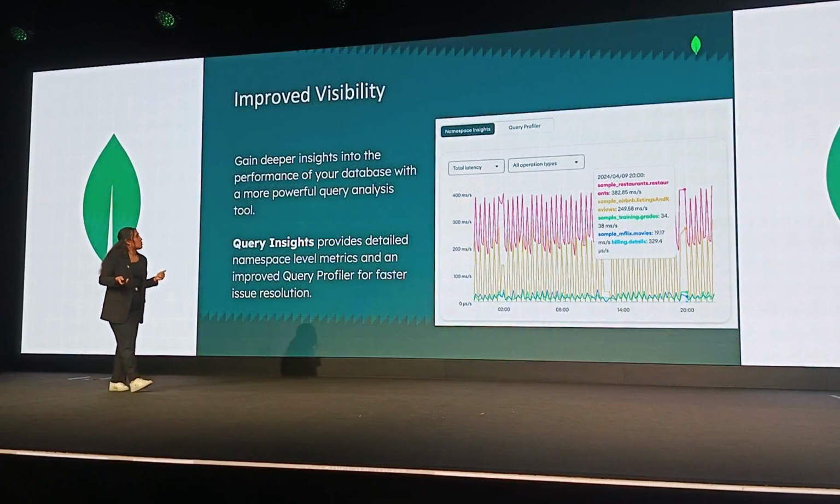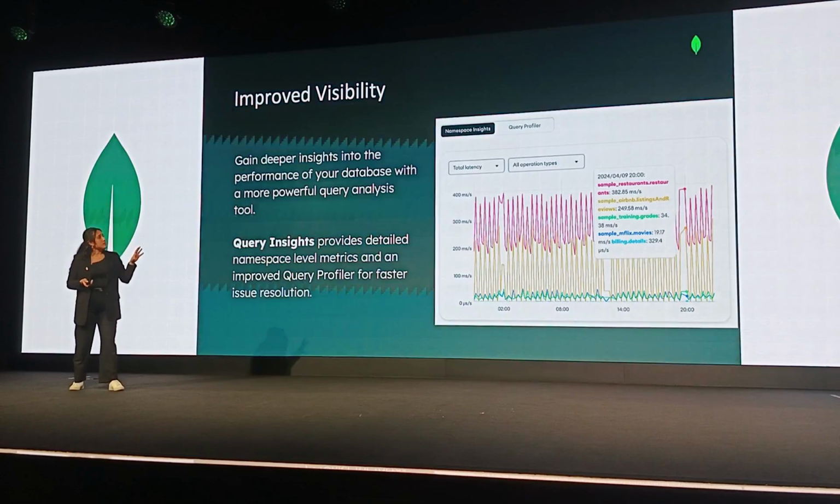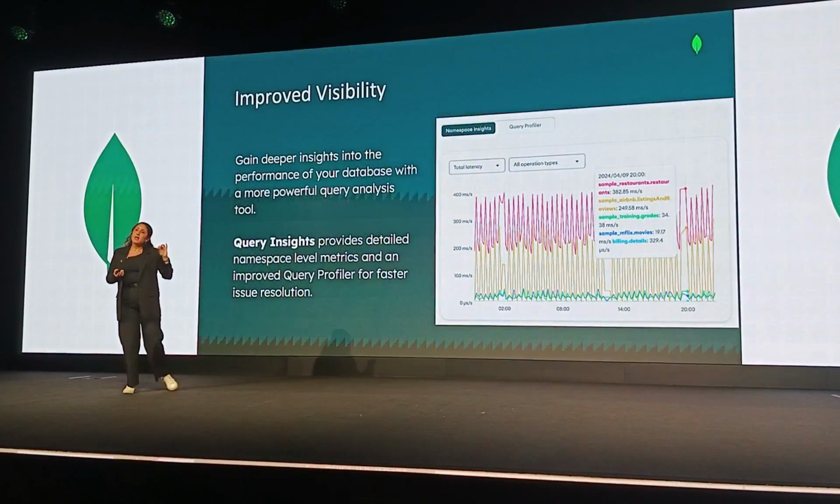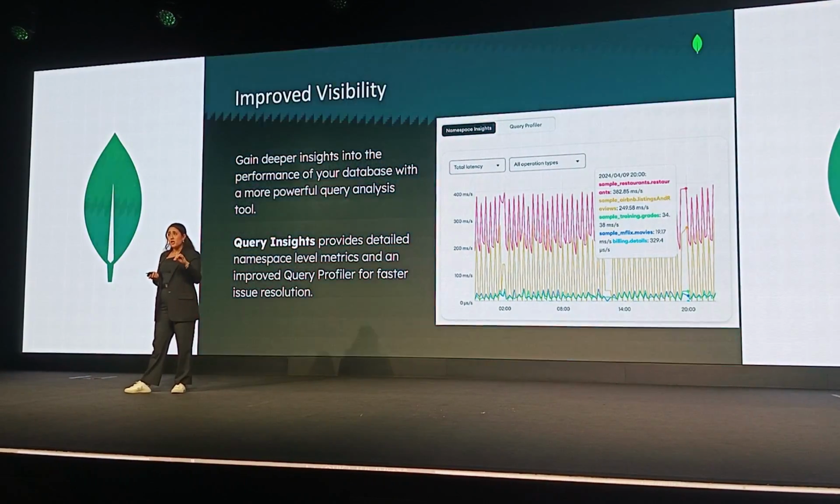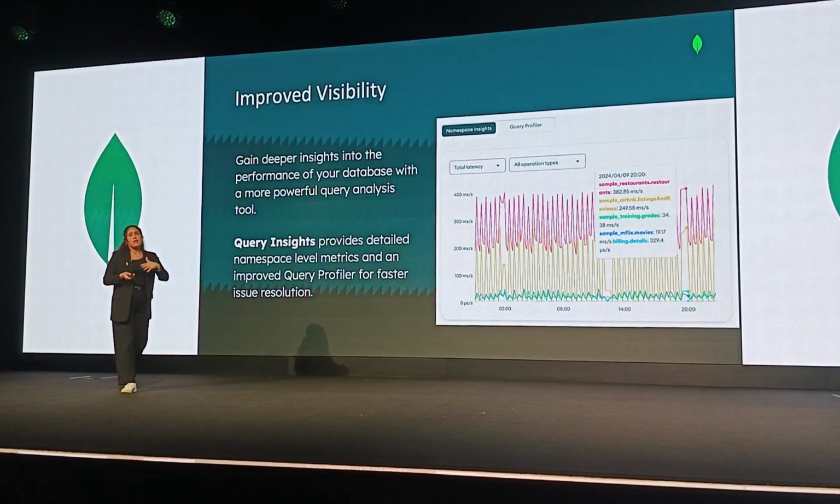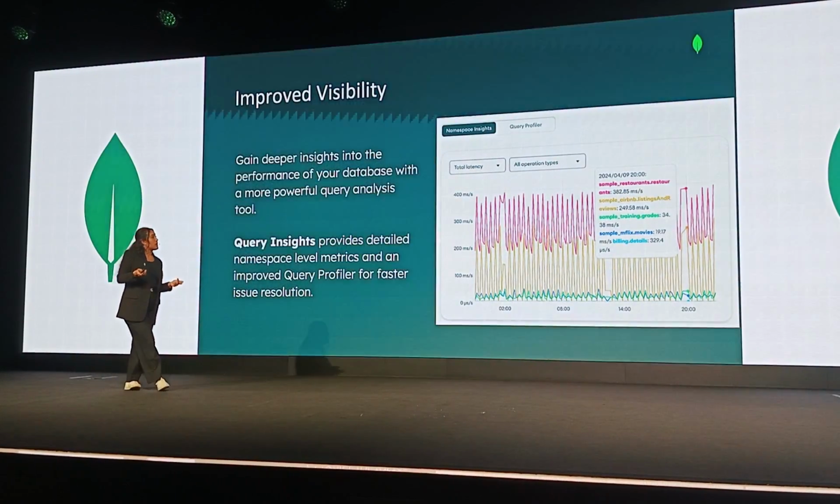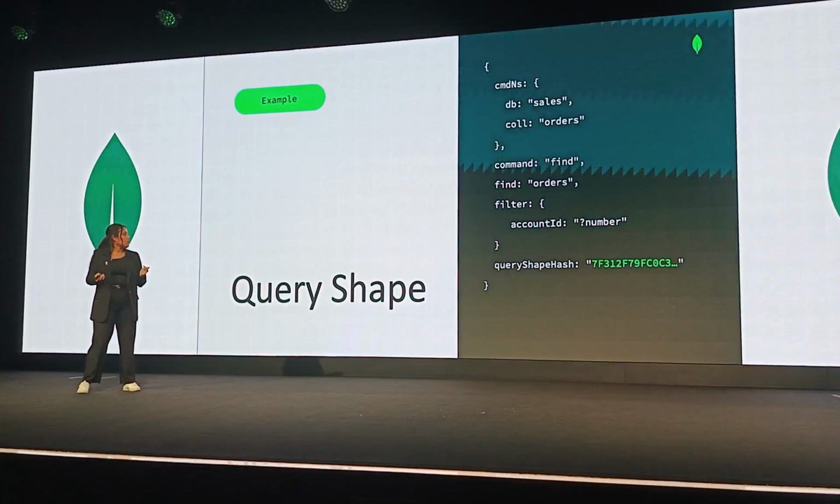So what we did is that we introduced what we call namespace insights. And with this dashboard, as you can see, you can pinpoint directly which collection and which database are problematic, so that you can either change the index or optimize the query that has been run.